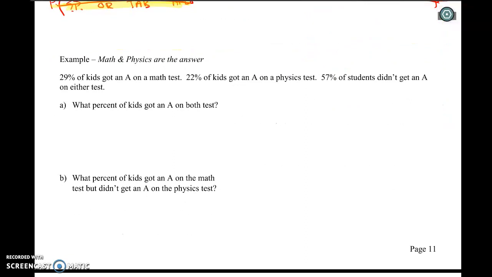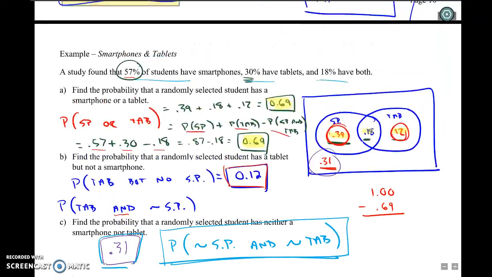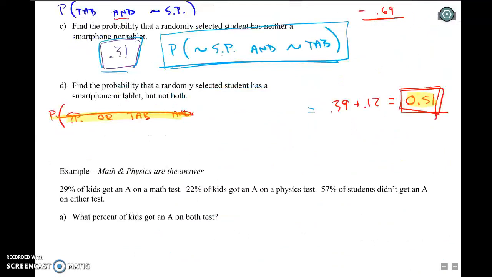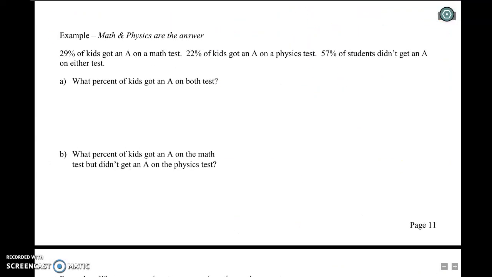Example. 29% of kids got an A on a math test. 22% got an A on a physics test. 57% of students didn't get an A on either test. What percent of kids got an A on both tests? So, can I do this intuitively? 29% got an A on the math test, 22 got an A on the physics test. Some of you probably could have done the last one conceptually or intuitively. This one I think is even a little bit more difficult.